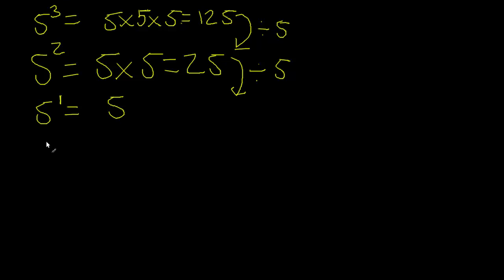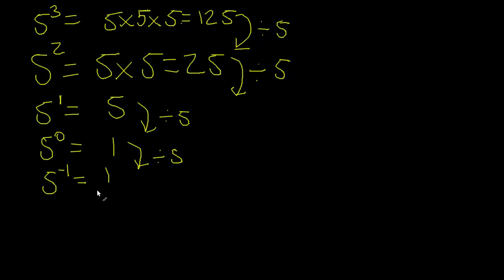And then we can continue that into 5 to the power of 0. So we continue our pattern, dividing by 5. We get 5 to the power of 0 is 1. Then we can go further, and 5 to the power of minus 1 is going to be 1 divided by 5, which, to keep it simple, let's just leave that as 1 over 5.